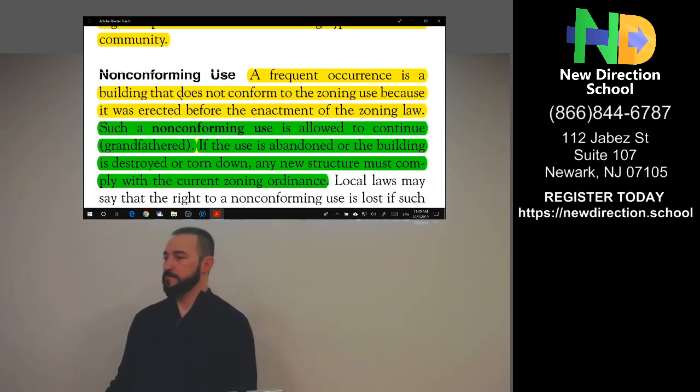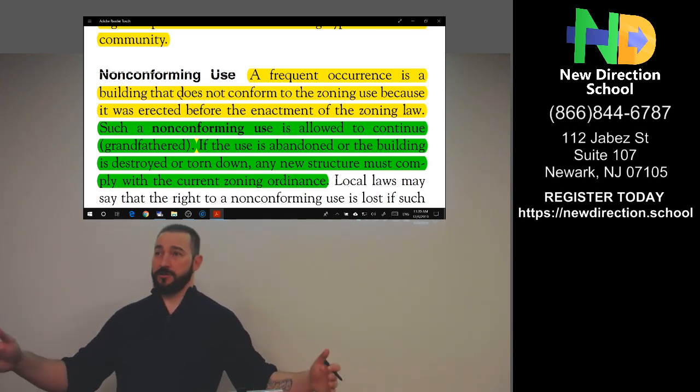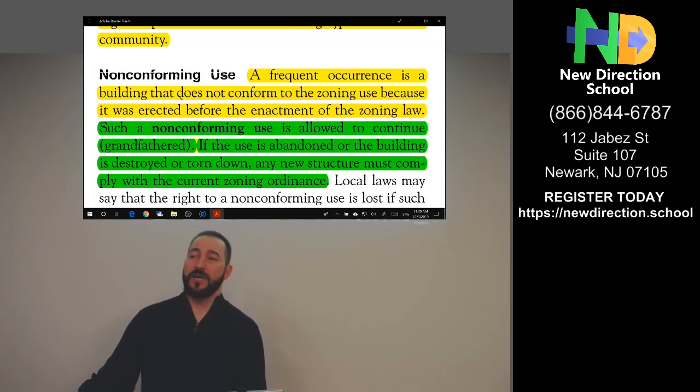How long is the grandfather clause? Is there a certain number of years? Yeah, until the use is abandoned or the building is torn down or destroyed. So as long as nothing changes to the current structure, it is allowed to continue. Could be 100 years, but that's what it is.